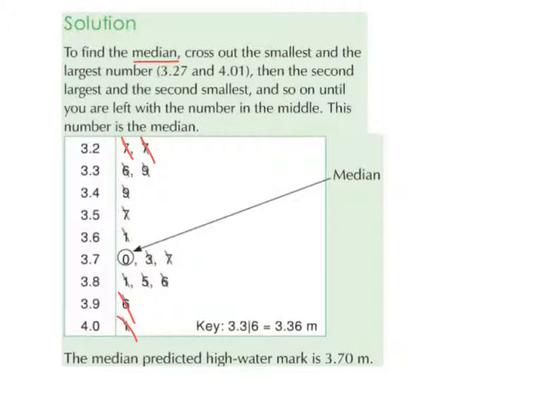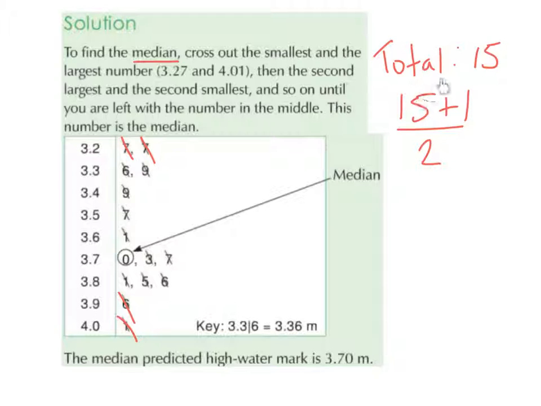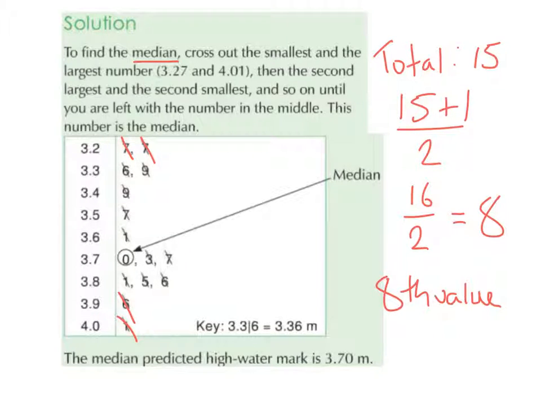The other way is to count up the number of values. So we have 1, 2, 3, 4, 5, 6, 7, 8, 9, 10, 11, 12, 13, 14, 15 values in total. Now 15 is an odd number. If you ever add up the total number of values and you get an odd number, what you have to do is add 1 to it, and then divide that by 2. So 15 plus 1 is 16, and 16 divided by 2 is 8. So the 8th value is going to be the median.